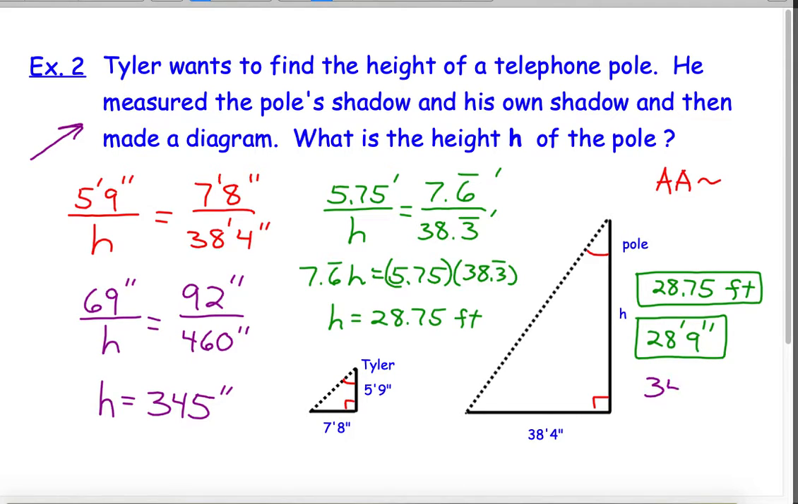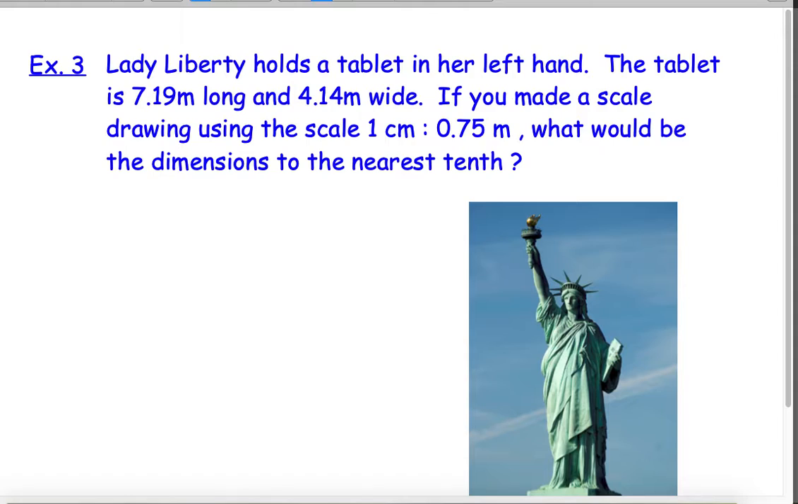So we generally would never see an answer like that, 345 inches. So the 28 feet 9 inches or 28.75 feet, those would be better answers for this problem. But the big idea is that you have to make sure that you have the same units throughout. All right, let's look at another one.